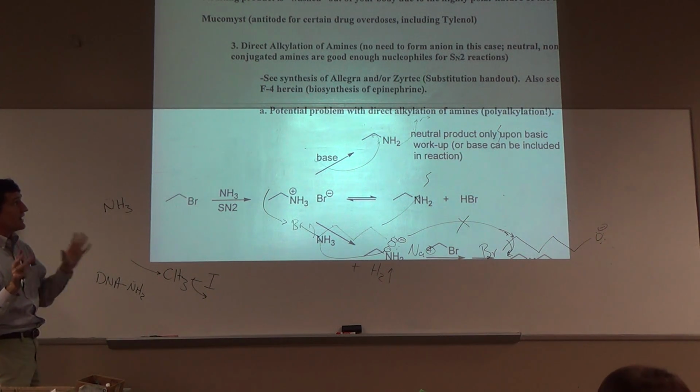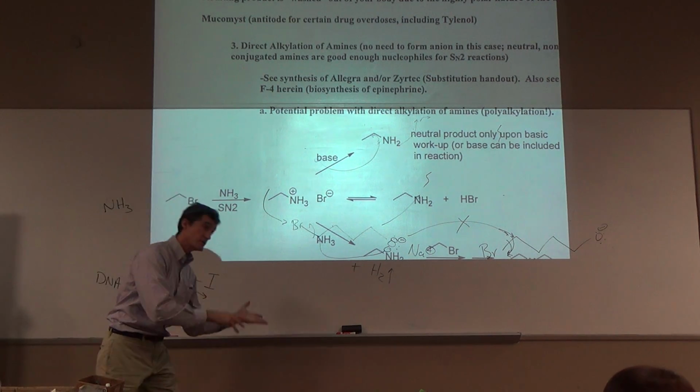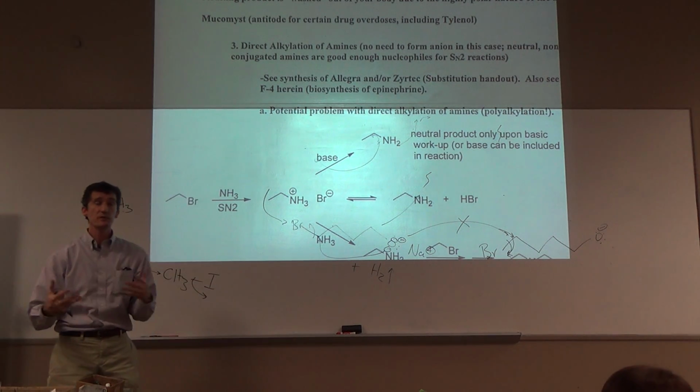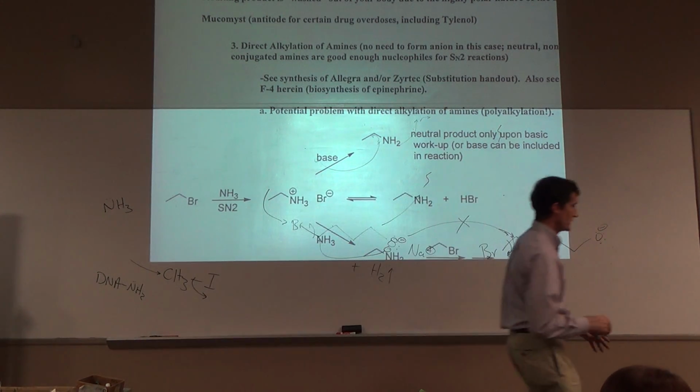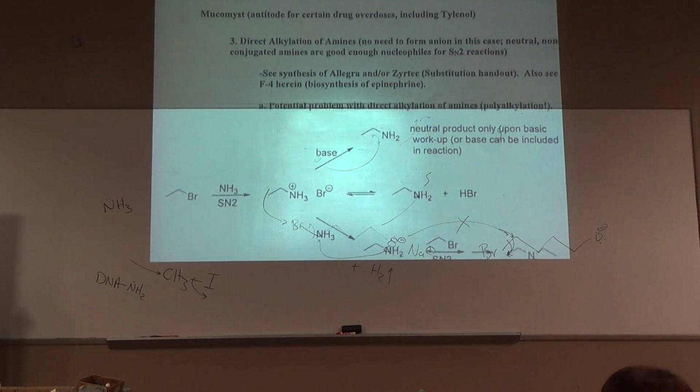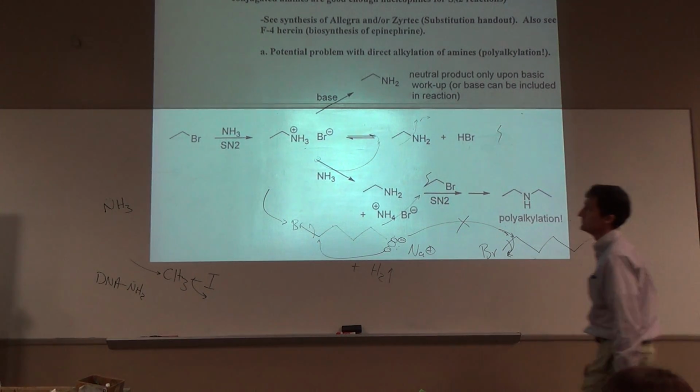Now there's potential problems with direct alkylation of amines. That's an example of a direct alkylation. Problem is polyalkylation. Now, it's not always a problem, but sometimes it is. It's usually a problem when you don't want it to be a problem. Now, why is it a problem? This scenario tries to show that.